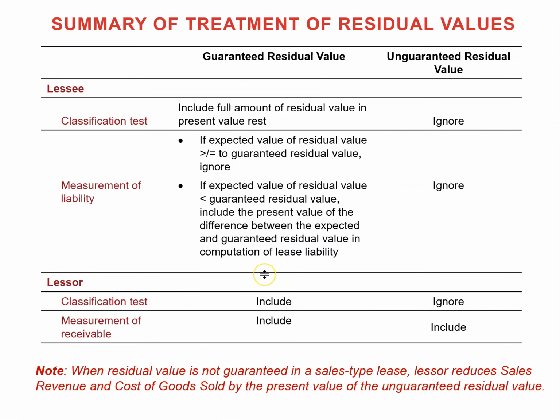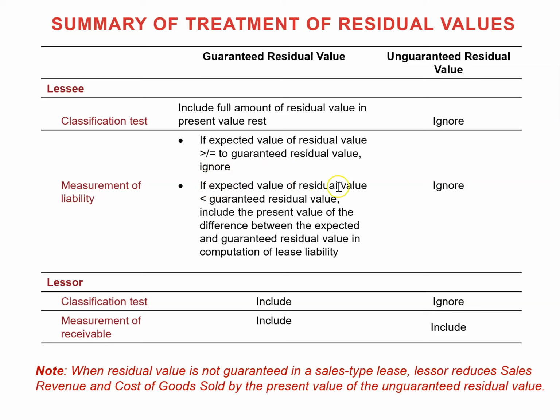This table will summarize everything for you. First you will see the lessee's perspective, classification test. We include the guaranteed residual value to get the present value, and then we compare it with the fair value of the asset at the beginning. But the unguaranteed, the lessee will ignore for the classification test. On the other hand, for measuring liabilities, if the expected value of the residual value is greater than or equal to the guaranteed, then the lessee will ignore it.